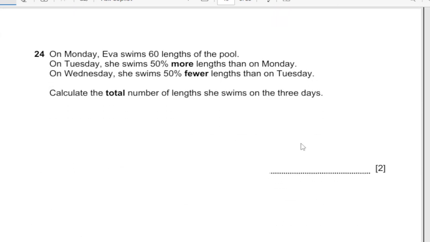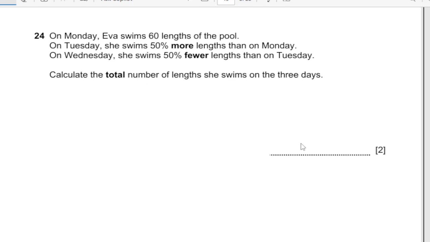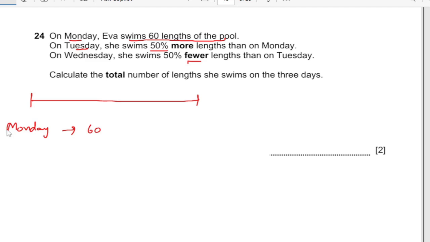Now number 24, on Monday Eva swims 60 lengths of the pool. On Tuesday she swims 50% more lengths than on Monday. On Wednesday she swims 50% fewer lengths than on Tuesday. Calculate the total number of lengths. Okay, so we'll start one by one. On Monday she swims 60 lengths.